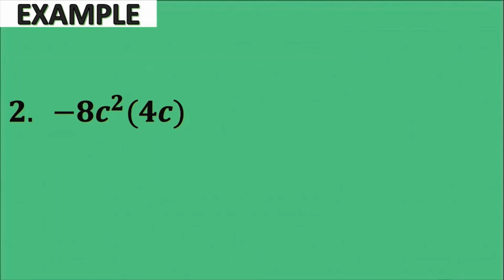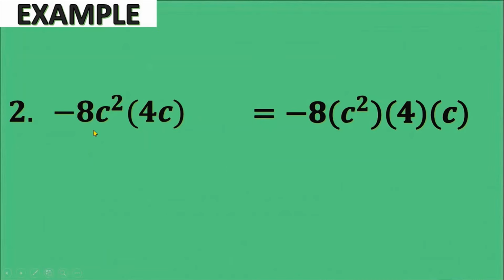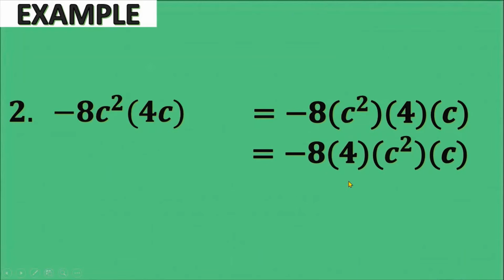Again, we can think of the given as negative 8 times c squared times 4 times c. Now we will arrange these terms in such a way that those terms that can be multiplied or that can be simplified are written next to each other. Negative 8 times 4 is negative 32. The answer is negative because they are of different signs. Now c squared times c, since we have an automatic 1 here, adding 2 and 1, the result is 3. Therefore, the answer is negative 32c raised to 3.